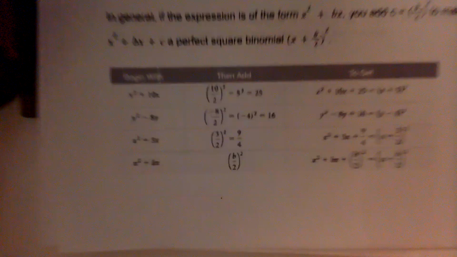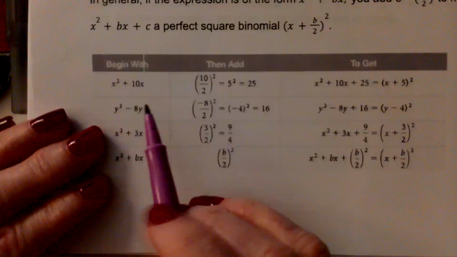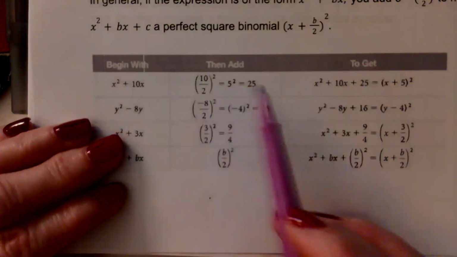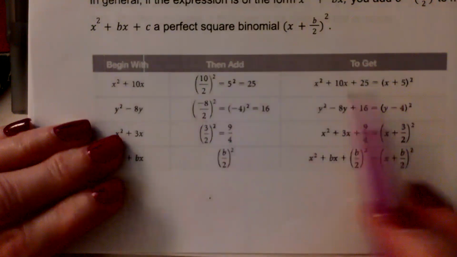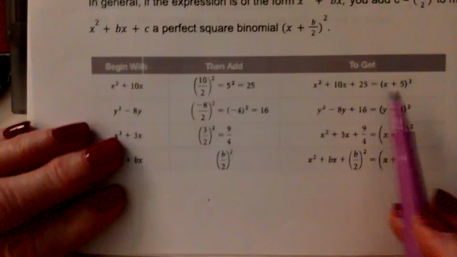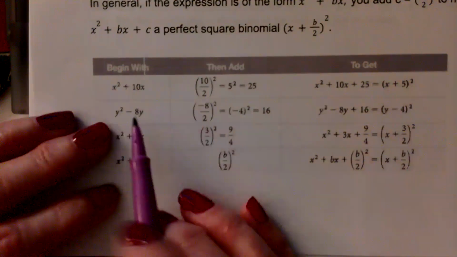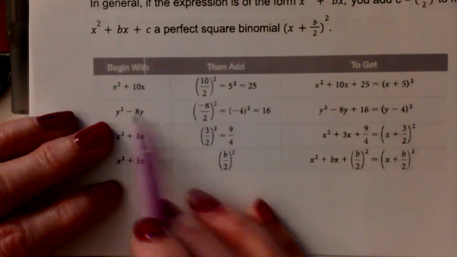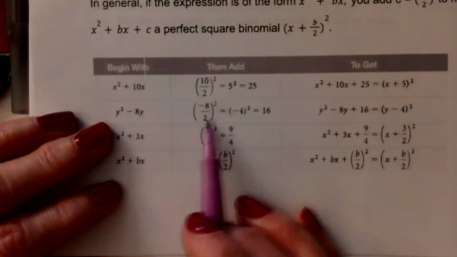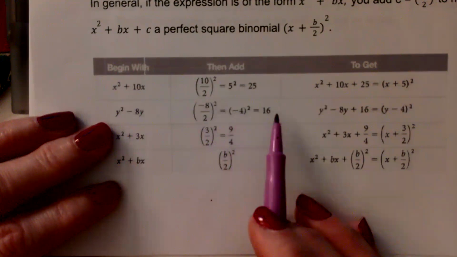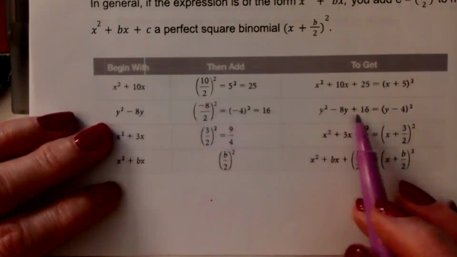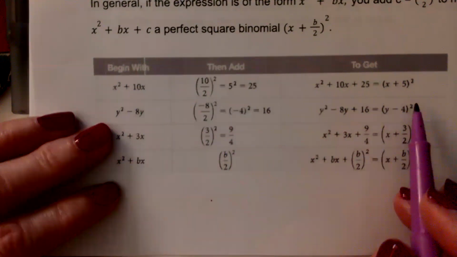You can see below a few examples. X squared plus 10x. So we take 10 divided by 2 is 5 and square that is 25. So this is my perfect square. If you have y squared minus 8y, if you take a negative 8 and divide by 2, you get a negative 4 squared, which is 16. So if you add 16, then this will factor into y minus 4, the quantity squared.